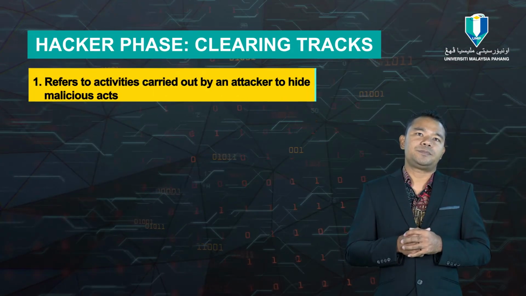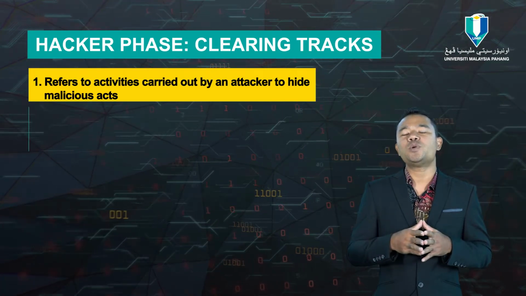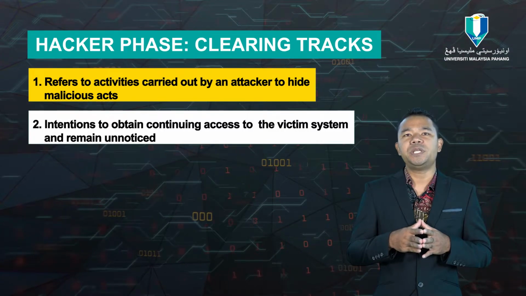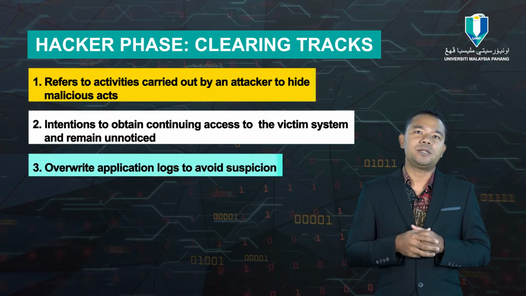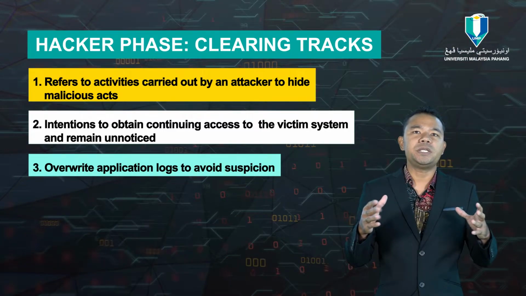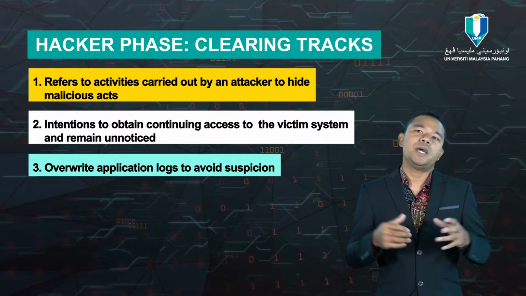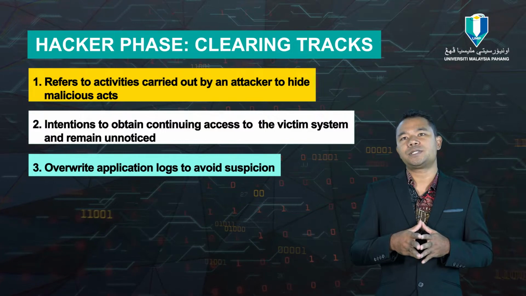Clearing tracks. First, clearing tracks refers to the activities carried out by an attacker to hide malicious acts. Number 2, attacker intentions include obtaining continuing access to the victim system, remaining unnoticed and uncaught, and deleting evidence that might lead to their prosecution. Number 3, the attacker overwrites the server system and application logs to avoid suspicion.